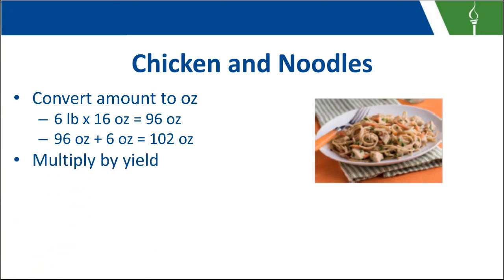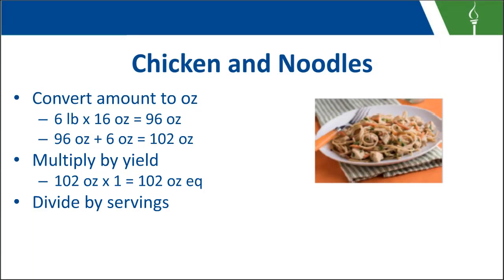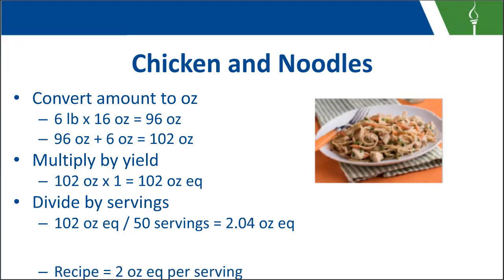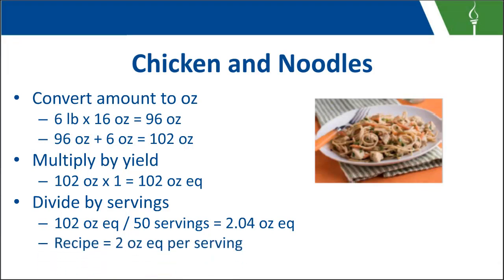The next step is to multiply our ounces by our yield, which in this example we just had a yield of 1. So 102 times 1 is 102 ounce equivalents. And then we need to divide that by our number of servings, which was 50. So 102 ounce equivalents divided by 50 servings gives us 2.04 ounce equivalents per serving. And then we're always going to round that down if it does not meet the next quarter ounce equivalent. So since we only had 2.04, we're going to round that down to 2 ounce equivalents per serving for this recipe.